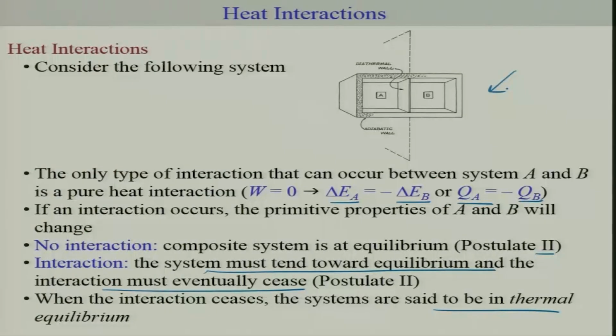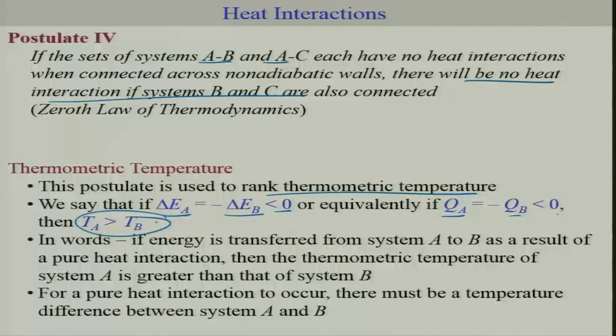So if there is a heat transfer from A to B, and based on the convention the heat is negative for A, the corresponding temperature of A has to be more than that of B. That is basically what this statement is saying. In other words, for pure heat interaction, there must be a temperature difference between systems A and B.